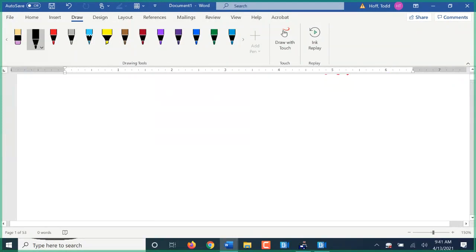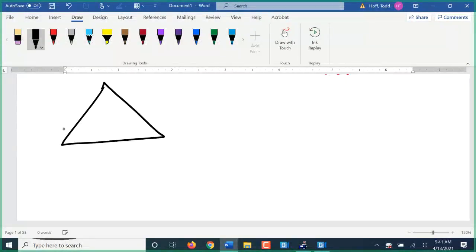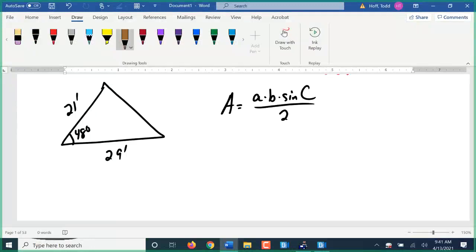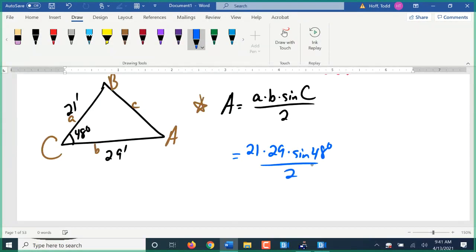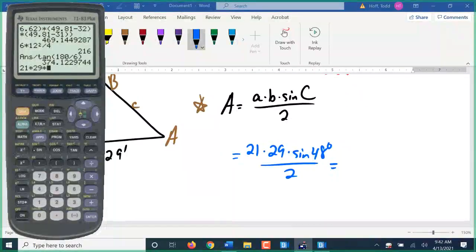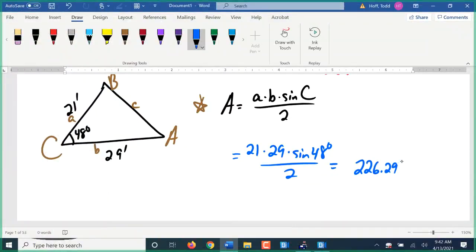Finally, let's take our formula for finding the area of a triangle. Remember this one here. Let's say this angle is 48 degrees, this side is 21 feet, and this side down here might be 29 feet. Remember, we found that the area was ab times the sine of angle C over 2. So if I label this side a, side b, and angle C, so this would be angle A, angle B, and side c. Whenever we had those two sides and the included angle, in other words, the angle in between them, this formula applied to find the area. So it'd be 21 times 29 times the sine of 48 degrees over 2. That is 226.29, and those are in feet, so this will be square feet.